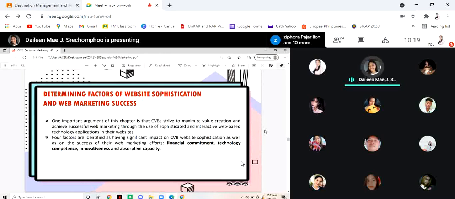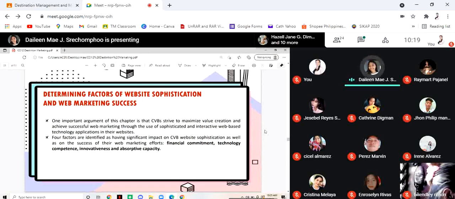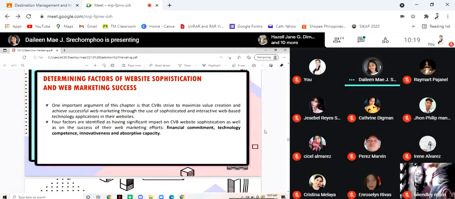So, ito daw yung mga factors na na-identified na importanteng impact dun sa CVB websites.